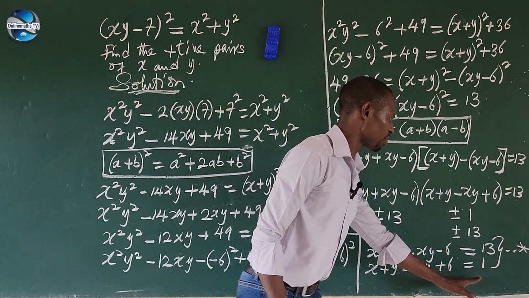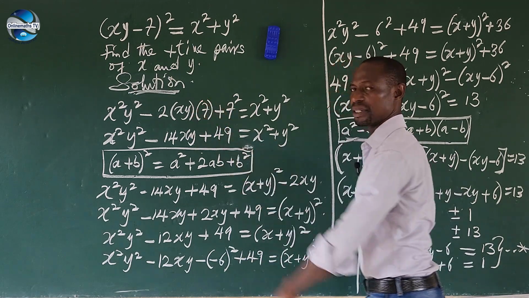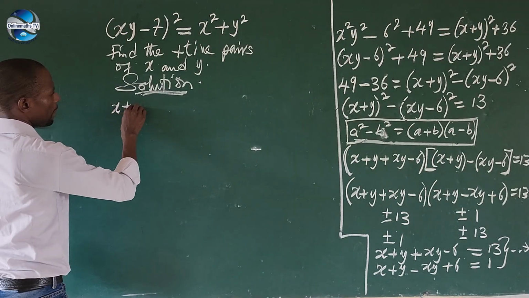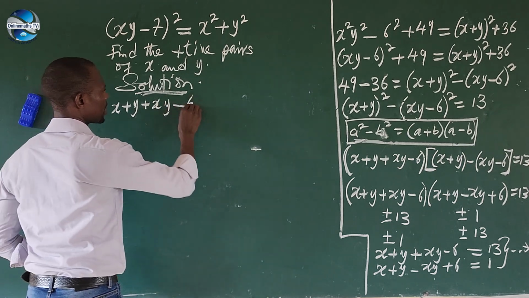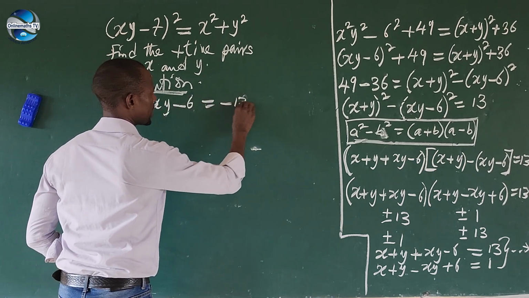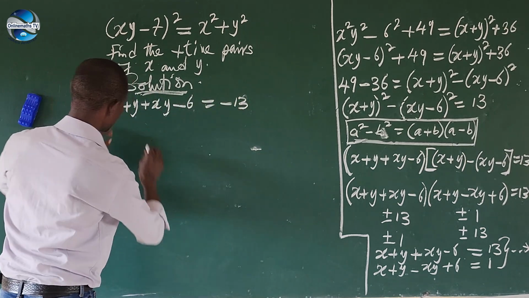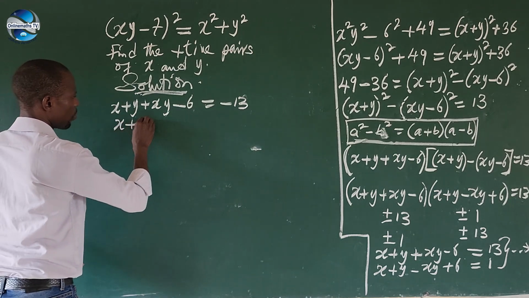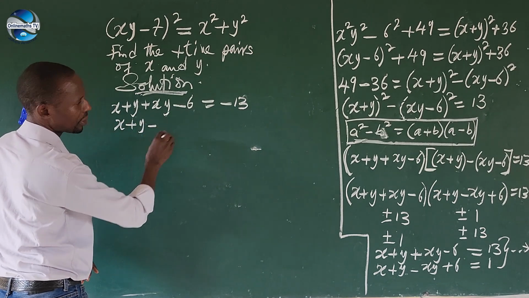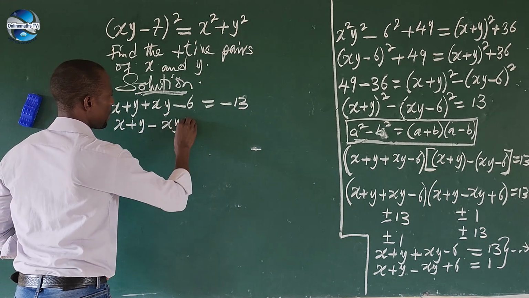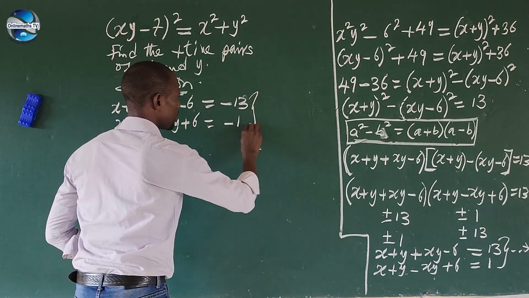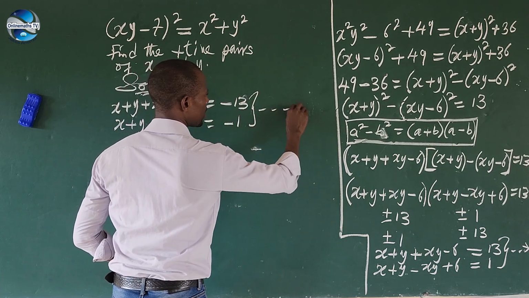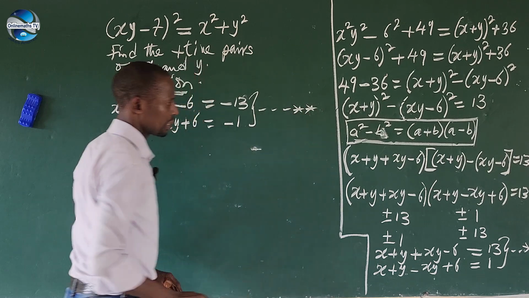Let's take the second one. Let's continue on this side of the board here. We're going to have x plus y plus xy minus 6 equal to negative 13. Then the other side will give us x plus y minus xy plus 6 is equal to negative 1. So this is case 2, and let's give this equation star.